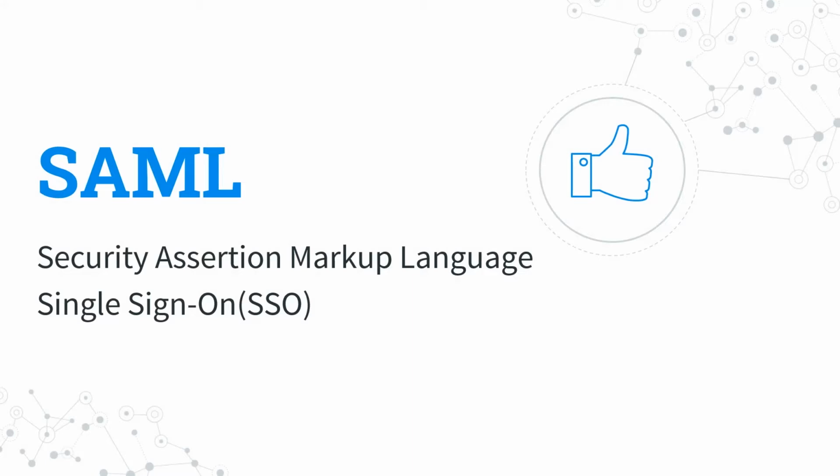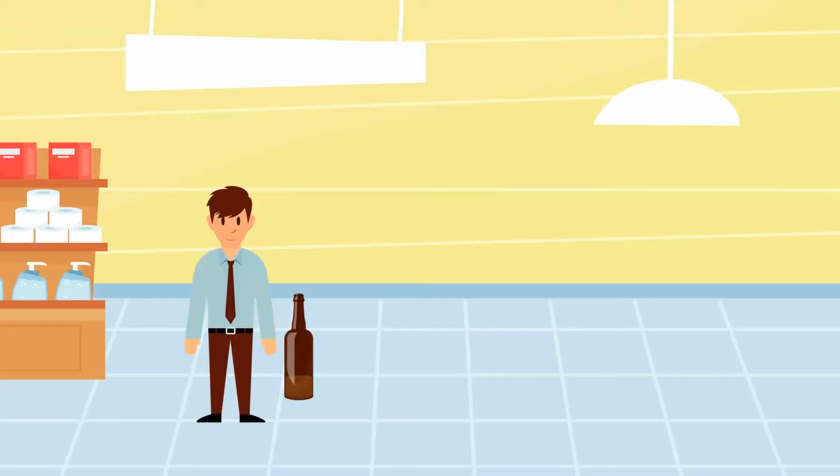SAML stands for Security Assertion Markup Language and is a protocol for single sign-on or SSO. An SSO is a process which allows you to authenticate once and access multiple applications and websites. Let me illustrate this process.